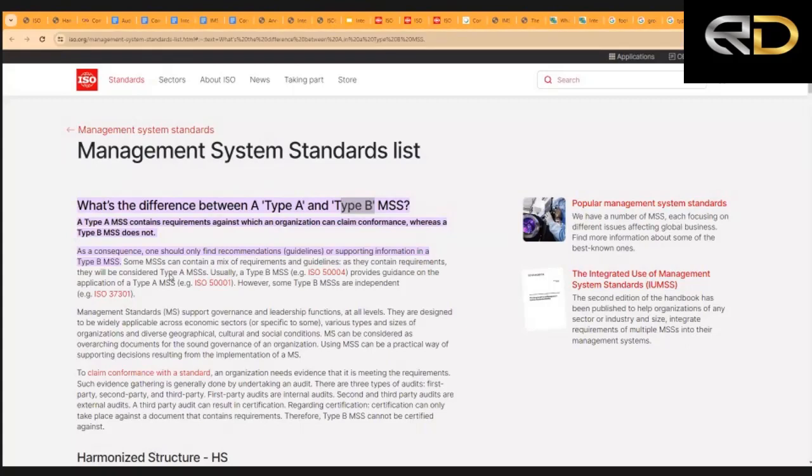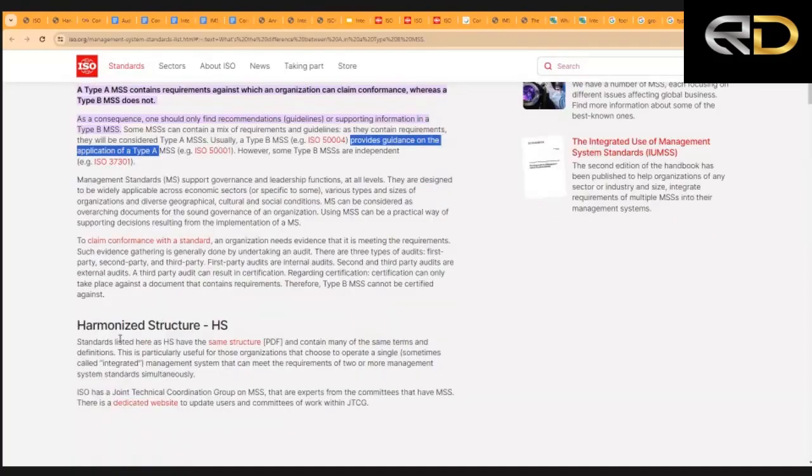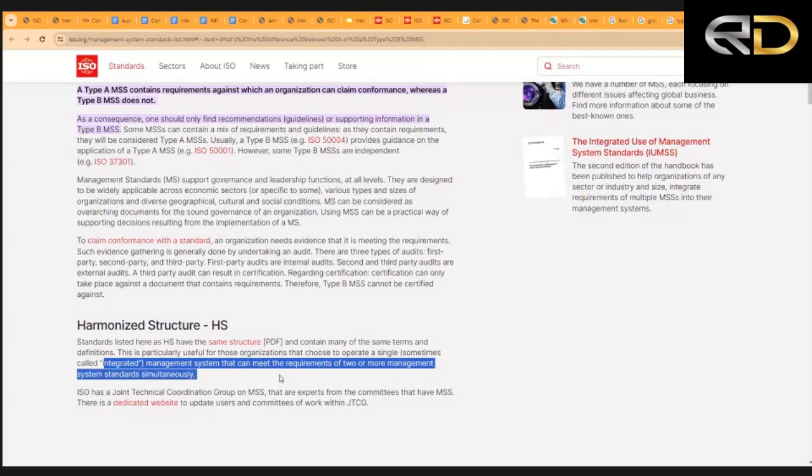The problem that I've seen, and why I'm sharing this link with you, is that IMS is one of the best ways to use in an organization. Let us just say this is basically being used as a type B standard. A type B standard provides guidance on the application of type A standards. The harmonized structure, the high level structure, may contain some of the terms and definitions, particularly for organizations that choose to operate an integrated management system that can be met by 2 or more management systems simultaneously.